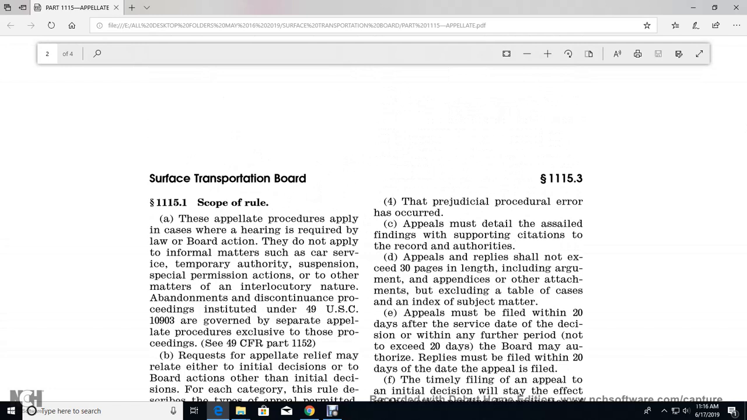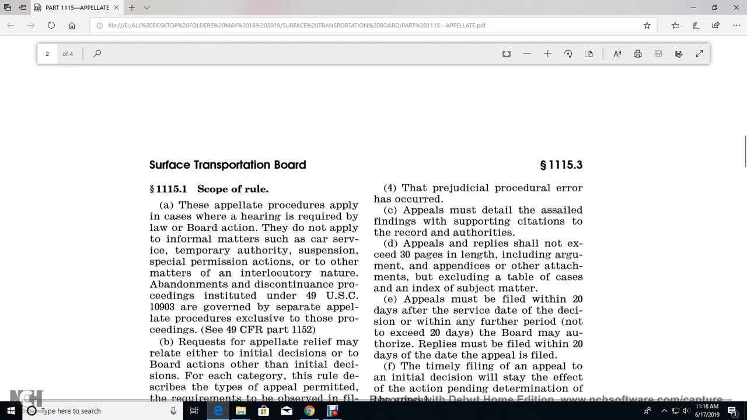Scope of the rules: the appellate procedures apply to cases of hearings required by law, and to board actions that did not apply to informal matters, such as temporary authority, suspension, special permission, and other matters of an interlocutory nature. Abandonment or discontinuance proceedings under Title 49 U.S. Code 10903 are governed by separate appellate procedures. See Title 49 CFR Part 1152.